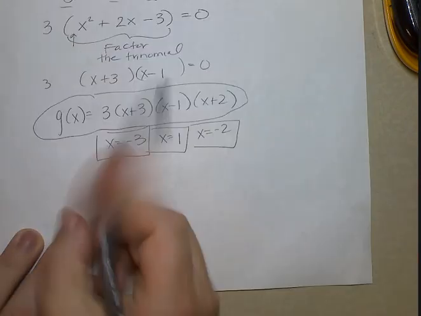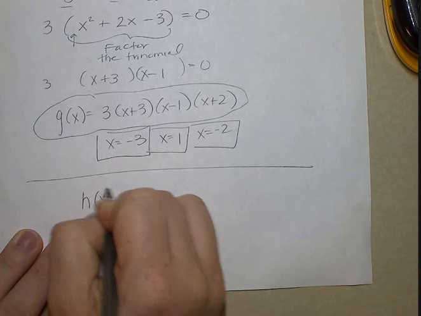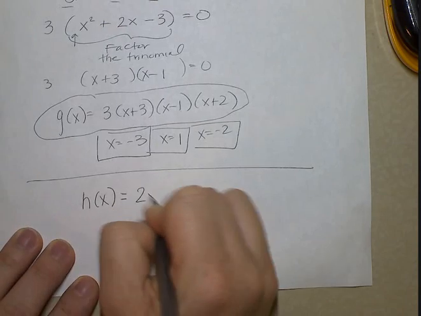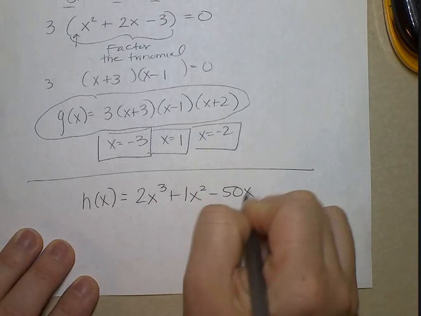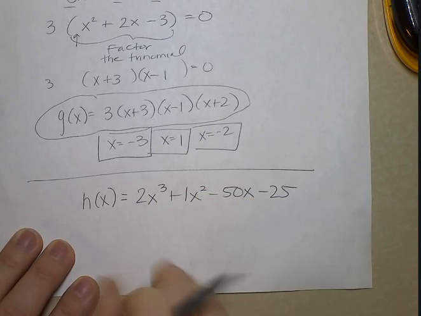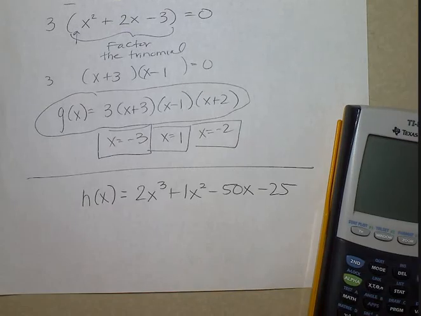Okay, here's an additional problem for you to practice at home. H of x equals 2x cubed plus 1x squared minus 50x minus 25. Again, even if you feel like you understand this, if you want to practice for speed, this is a great problem. If you're having any difficulty, come see me in the mornings.